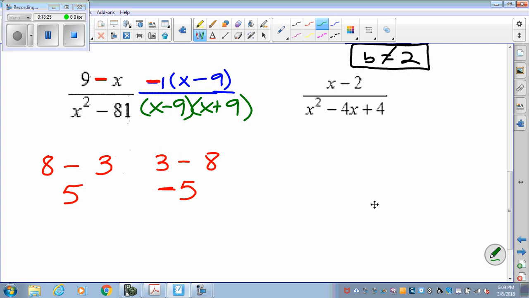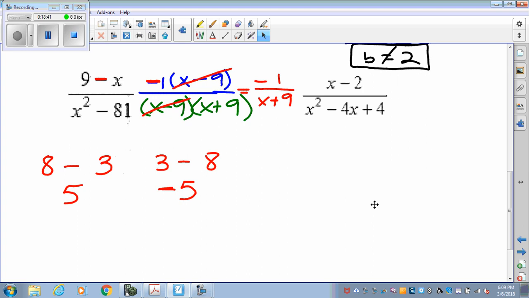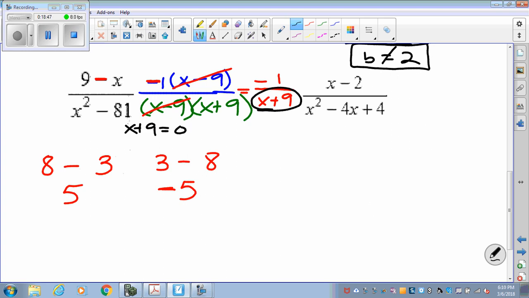Okay, factoring that. Well, remember, a number divided by itself is 1, so those cancel out. And so my final answer here is -1 over x plus 9. And then you have to look at the denominator. Here's my x plus 9. So x plus 9 equals 0. Well, that would happen if x equals -9. So that means x cannot equal -9, because if you put it in here, that would be a 0.